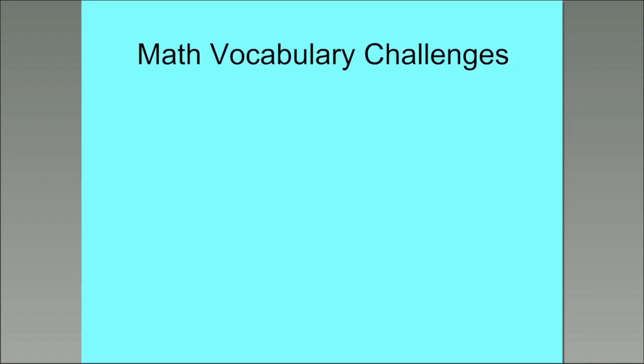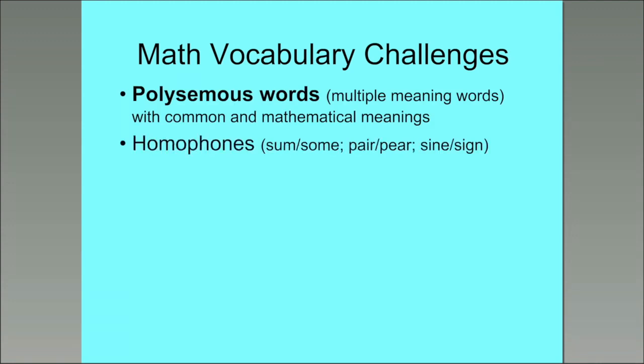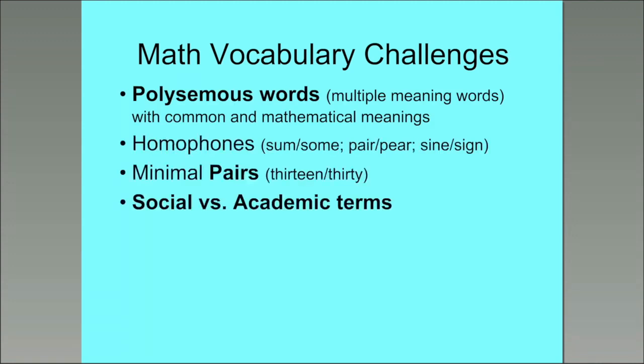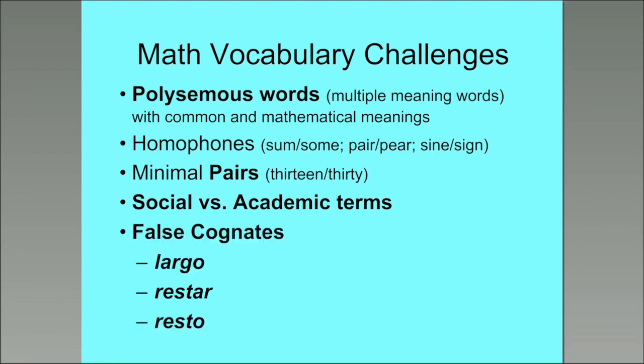So in addition to these vocabulary challenges that we've already addressed, the polysemous words, homophones, minimal pairs, and the social versus academic language, there are some specific challenges for our Spanish speakers, the majority of our students in Colorado, at least in the Western Slope Mountain region. And I know we have diversity, but for Spanish speakers, there are false cognates. These are just a few to be aware of. Largo means long, not large. Restar means subtract, not rest. And resto is the remainder, not the rest as in relax.